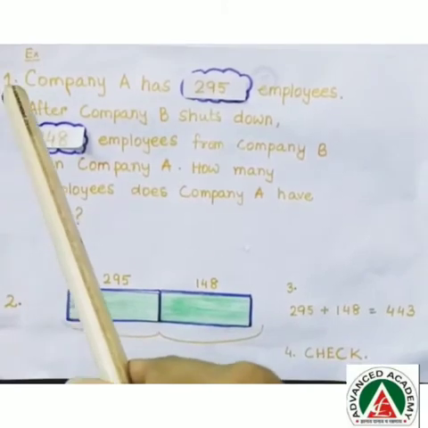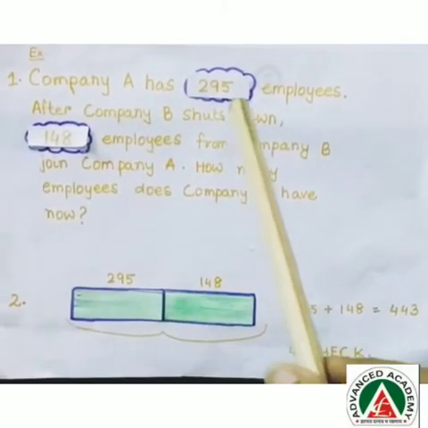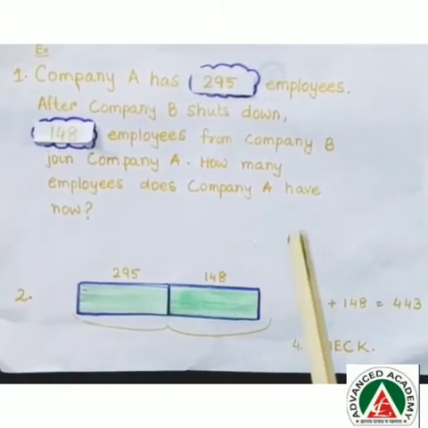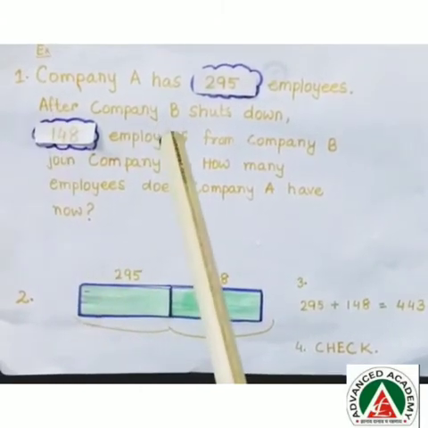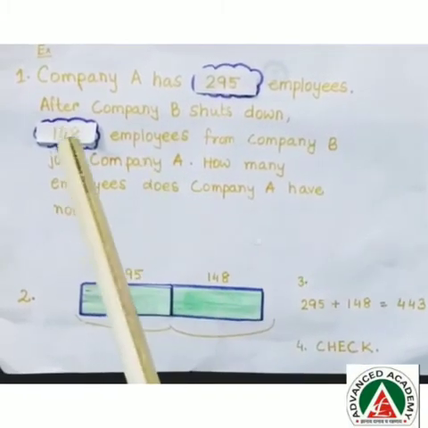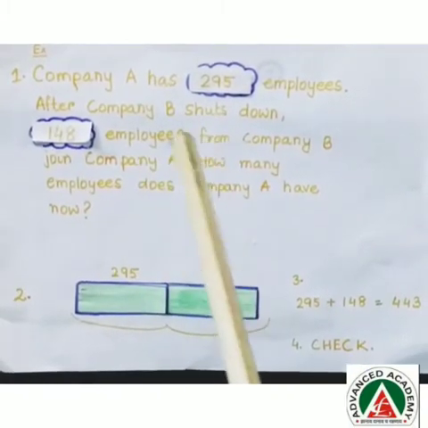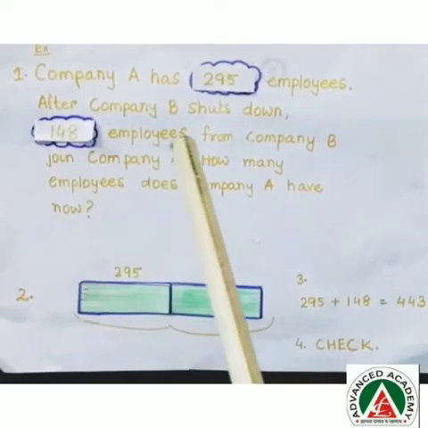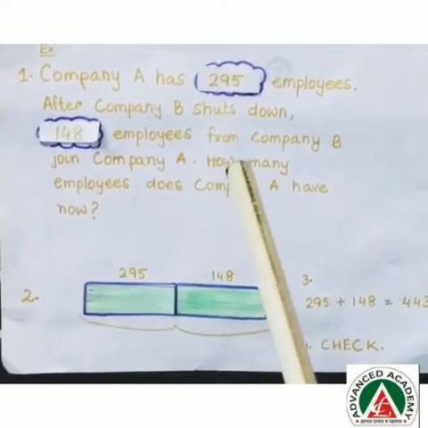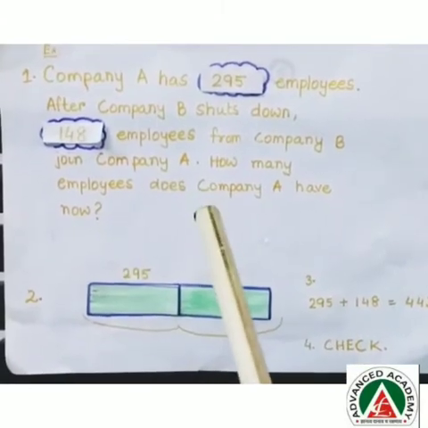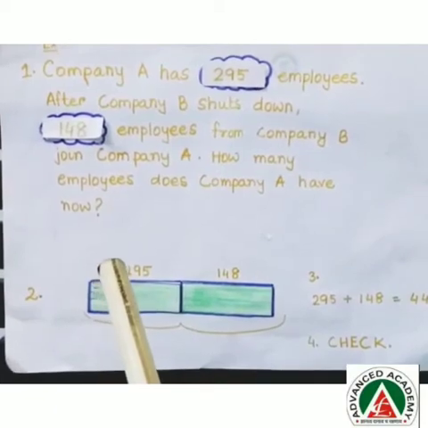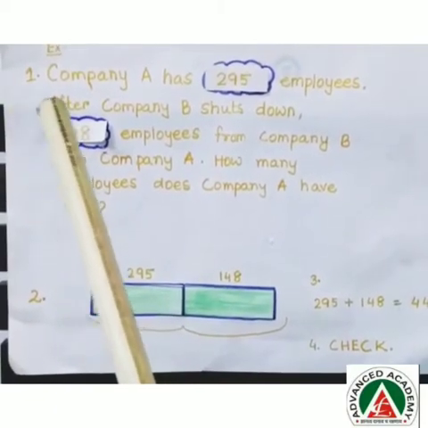Now we will see how we will solve the same problem in our notebooks. The problem was that Company A has 295 employees. After Company B shuts down, 148 employees from Company B join Company A. How many employees does Company A have now? Now, this is the problem.